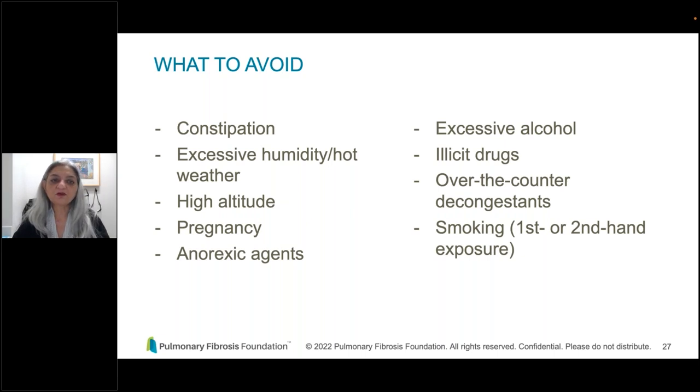I already talked about high altitude. Pregnancy can be quite dangerous when people have pulmonary hypertension, so that's a discussion that has to be had with the doctor as well. Excessive alcohol, illicit drugs, certain medications on the streets are shown to cause pulmonary hypertension, so of course those are absolutely a no. Over-the-counter decongestants, again, a discussion needs to be had with the doctor if it's safe, and smoking, clearly we don't want to damage the lungs any more than they've already been hurt.